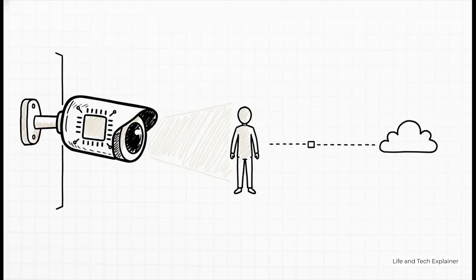But if you deploy an edge AI model directly onto the camera's internal chip, the device edge, the camera analyzes that video feed locally. It only pings the cloud, sending maybe just a few kilobytes of data, if it actually detects a person. It's a total game changer. It is dramatically faster, vastly cheaper on bandwidth, and significantly more private for the end user.